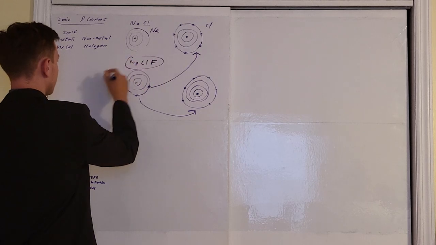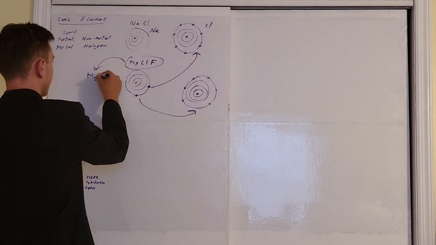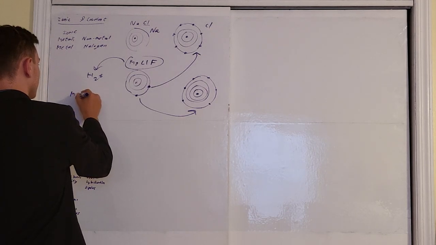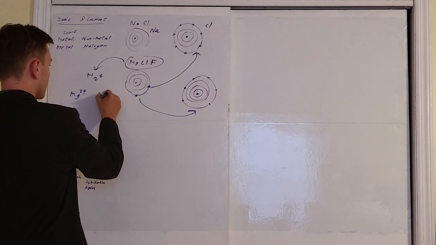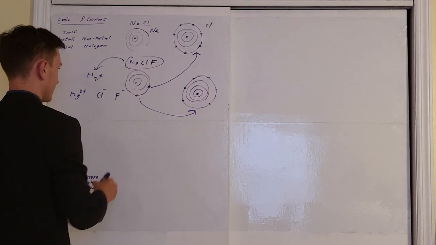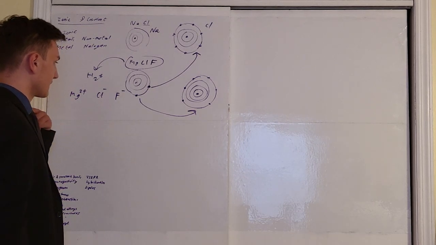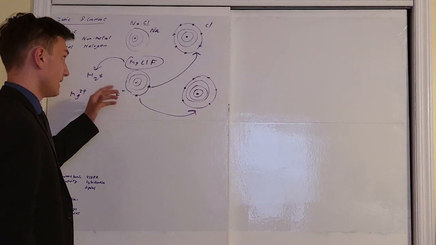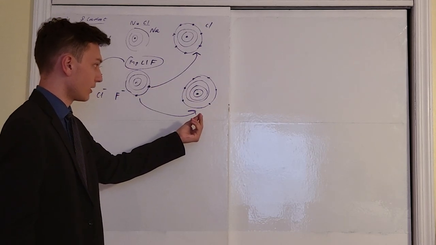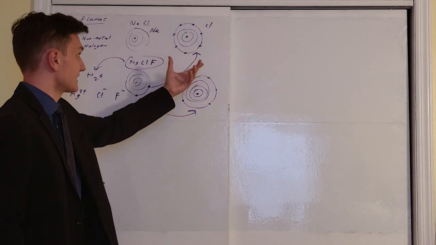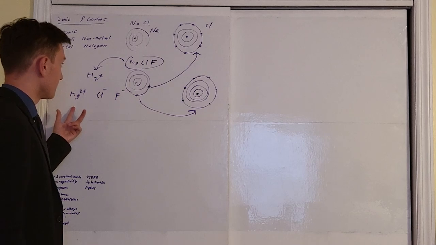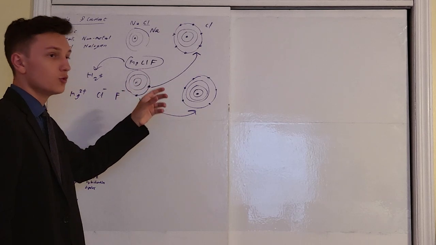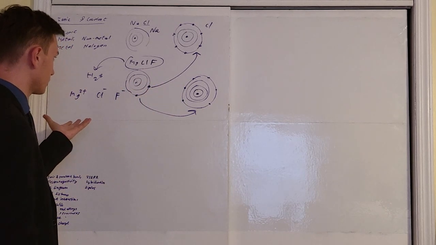So if we took this and threw it into a bunch of H2O, it would dissociate into Mg2+, plus a Cl-, plus an F-, okay? And like I explained in detail in the previous video, fluorine has a minus charge because it has an extra electron. Chlorine has a minus charge because it has an extra electron. Magnesium has a 2+ charge because it lost two electrons. It lost two negatively charged particles, so it has a 2+ charge.